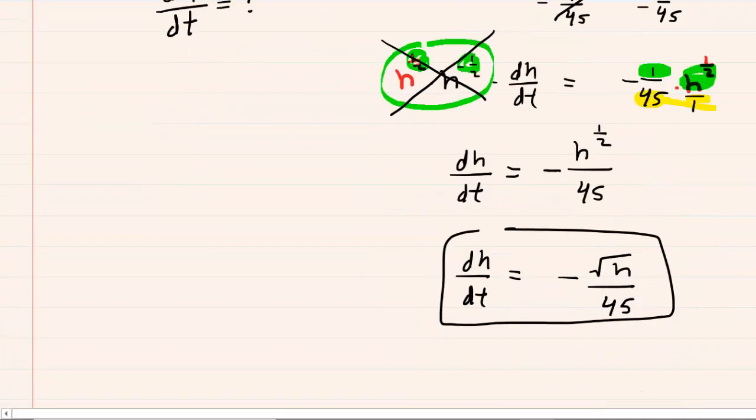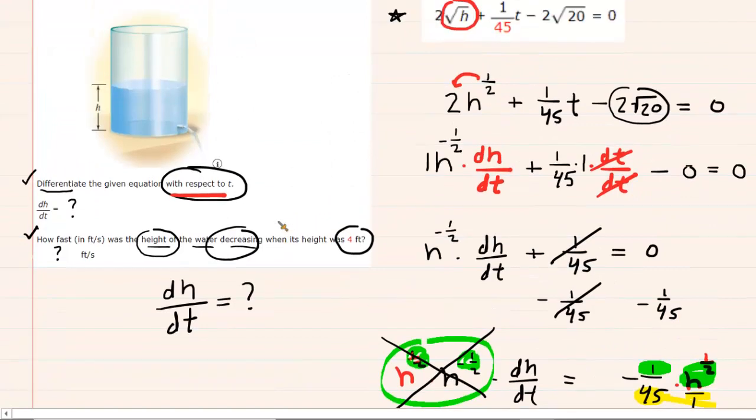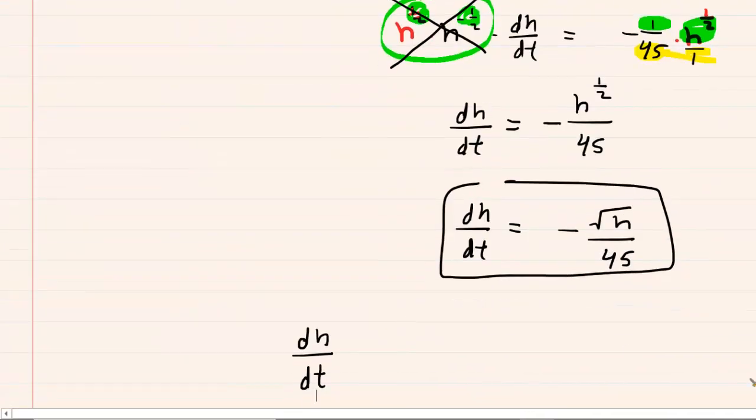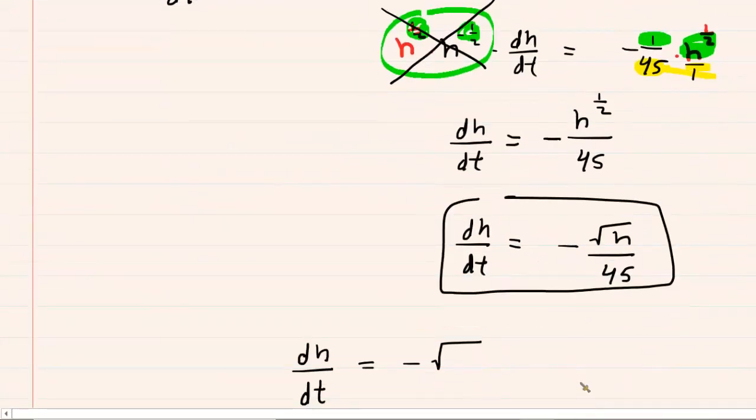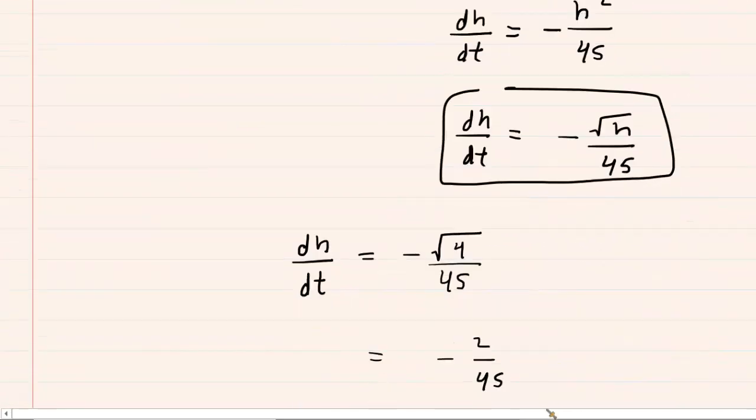So what we're going to do is take our equation for dh/dt, which again is the rate of change in the height. It's basically how fast the height of this fluid was changing at a given point in time. And we're going to plug in the given height. Now the given height was 4 feet. Indeed it was. So we'll put in a 4 right there. And then this divides by 45. Nice and easy simplification. The square root of 4, of course, is just 2. So you end up with negative 2 over 45. And the unit here, as indicated by the question, was feet per second.